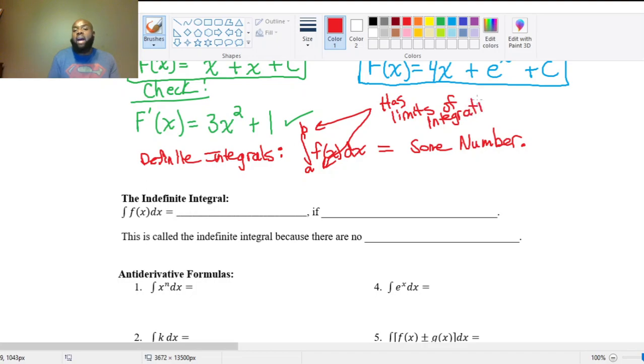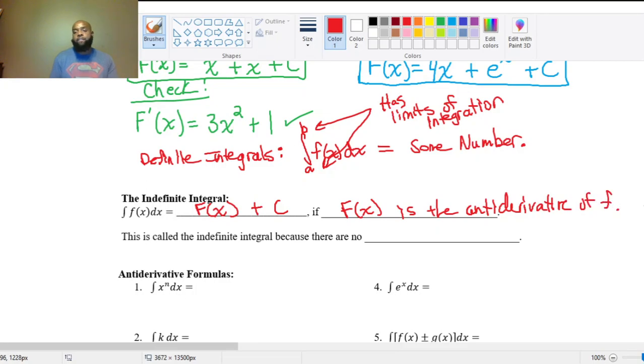What we're going to do now is talk about indefinite integrals, right? The integral of f of x dx equals the antiderivative of f of x, which we call capital F of x, if capital F of x is the antiderivative of f, right?